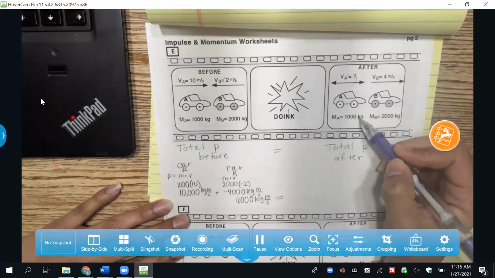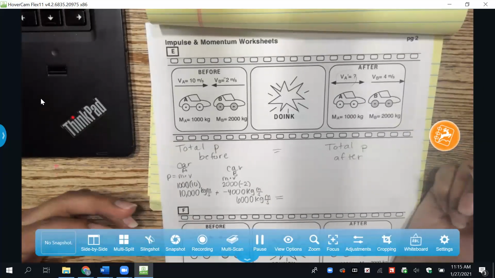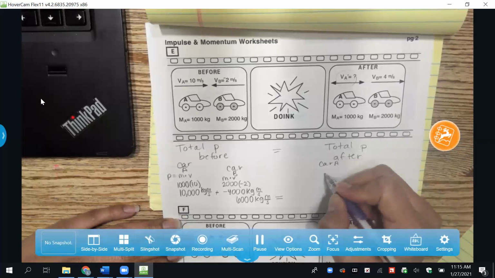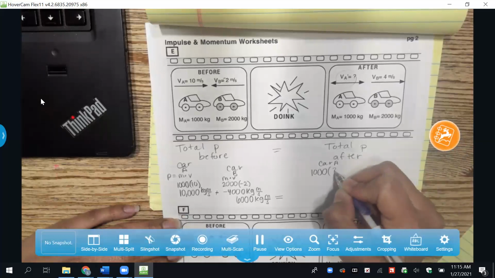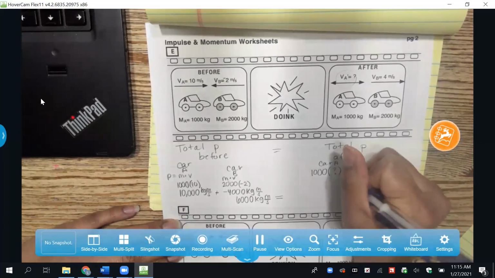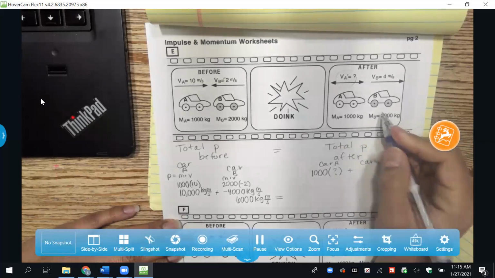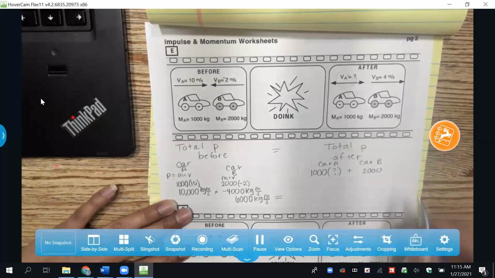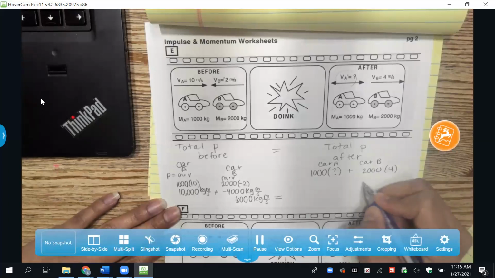And so what is missing is the velocity that car A is going after the collision, but we can try and solve for that. So let's say car A, its new momentum, or mass times velocity, is 1,000, and we're looking for its velocity after they collide. Car B, after the collision, has a mass of 2,000, and its new velocity after it collides is +4. So its momentum after the collision is 8,000.